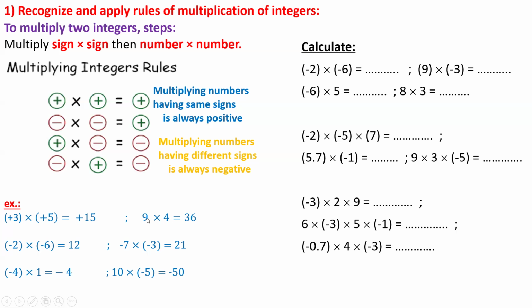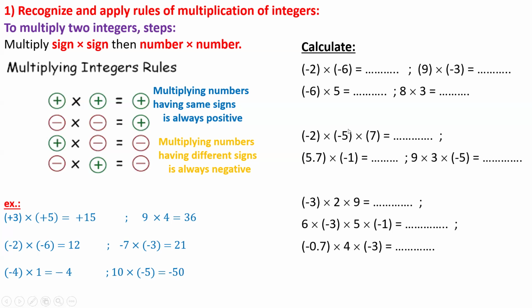Now 9 times 4, positive times positive is positive. 9 times 4 is 36. Negative 7 times negative 3. Negative times negative is positive. 7 times 3 is 21. 10 times negative 5. So I start, positive times negative is negative, and 10 times 5 is 50.